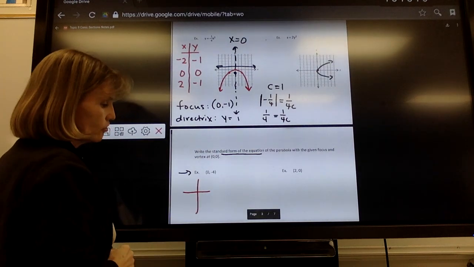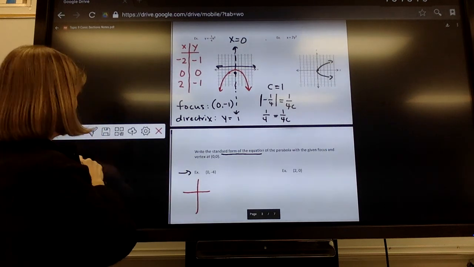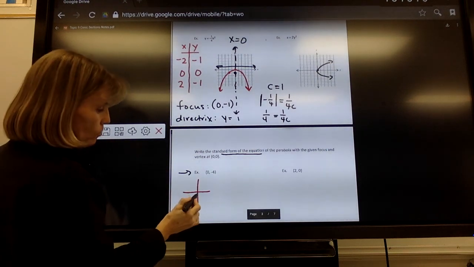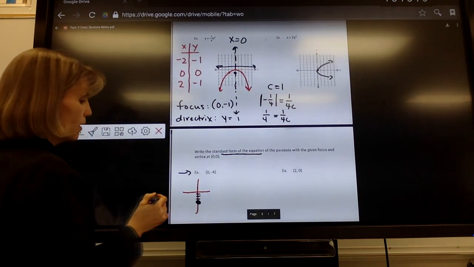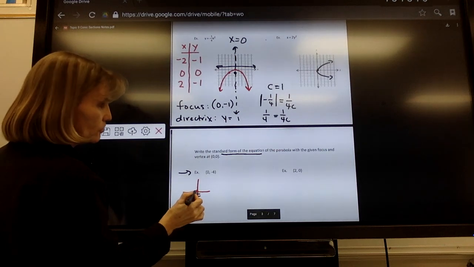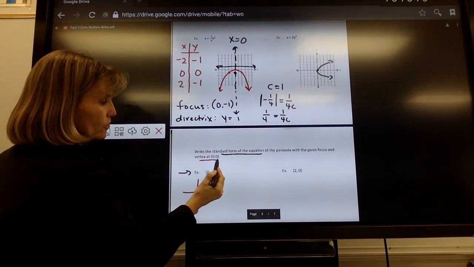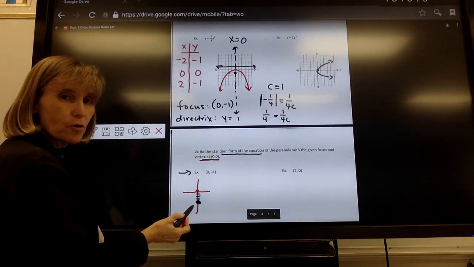So here's my sketch. Here's my graph. I know that the focus is going to be at (0, -4). So 1, 2, 3, 4. Here's where the focus is, at (0, -4). And the vertex is still at (0, 0). Okay, it says the vertex is at (0, 0). So here's the vertex of the parabola, and that's where the focus has to be.